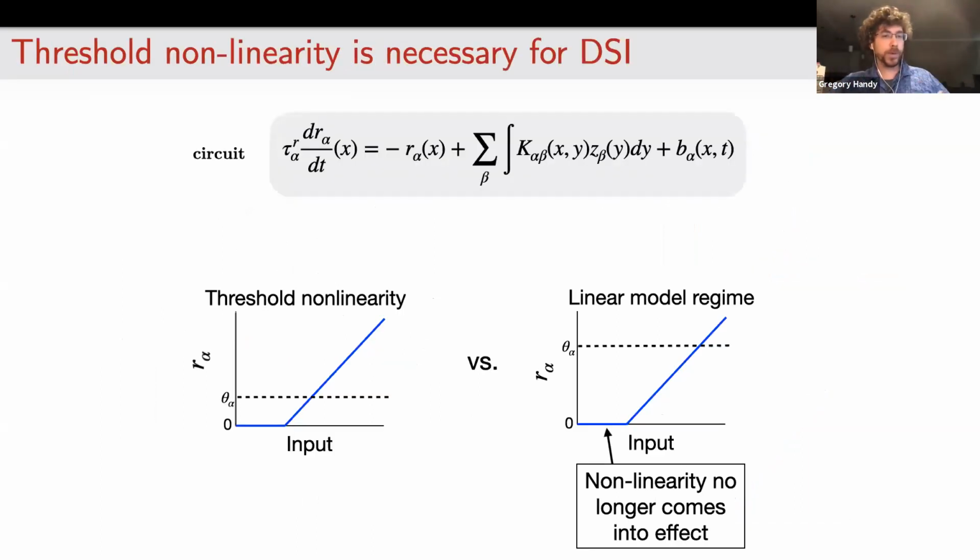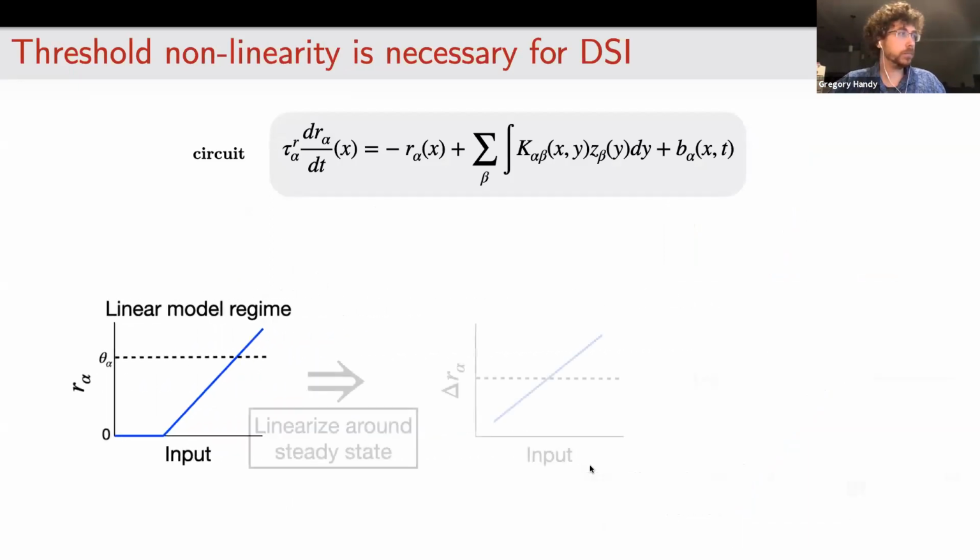You might also ask, okay, what about the thresholding I mentioned? Is that a key component? You can imagine asking what happens if we shift up the baseline of the firing rates so that this nonlinearity doesn't actually come into effect.